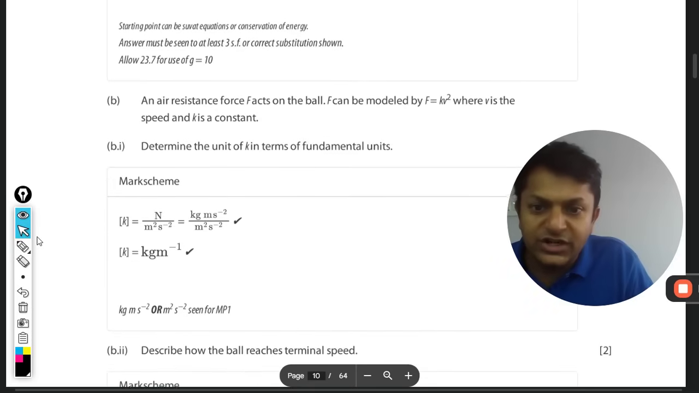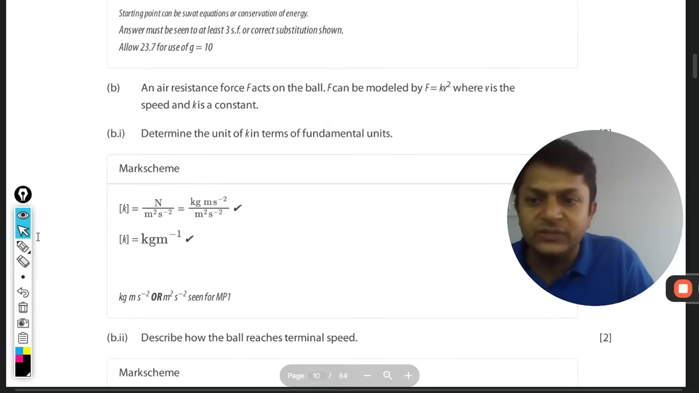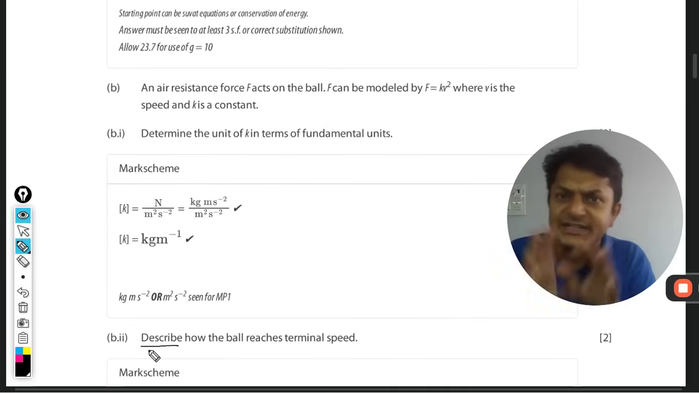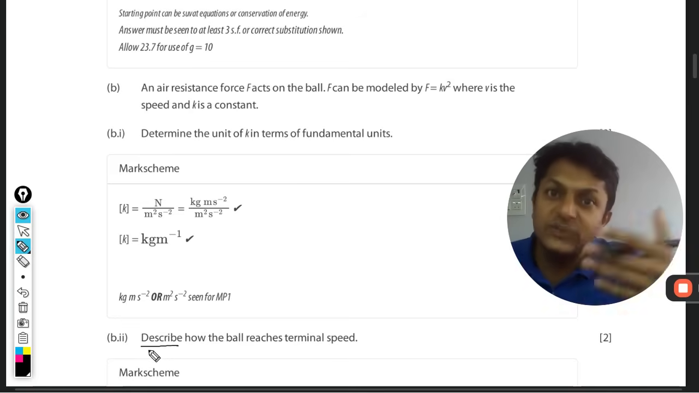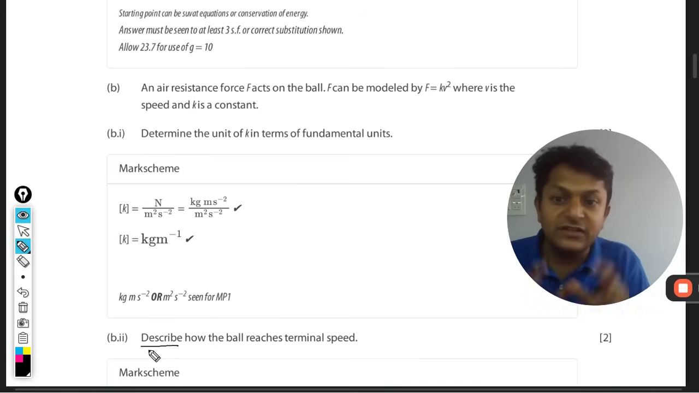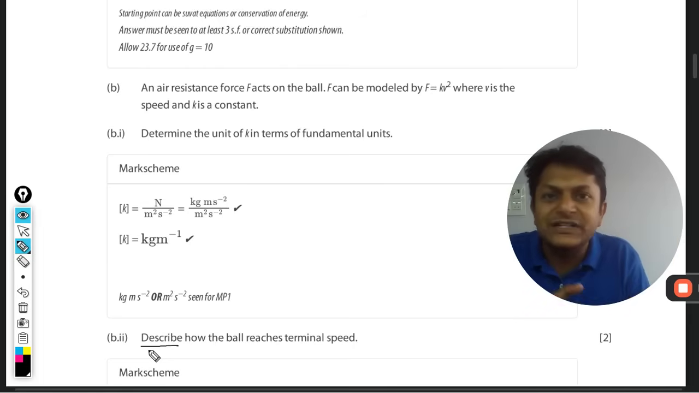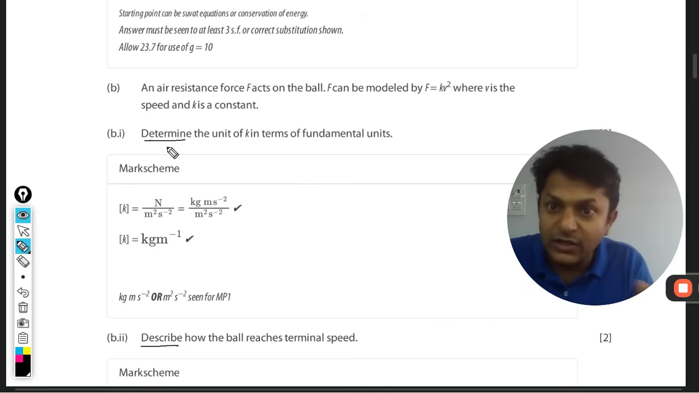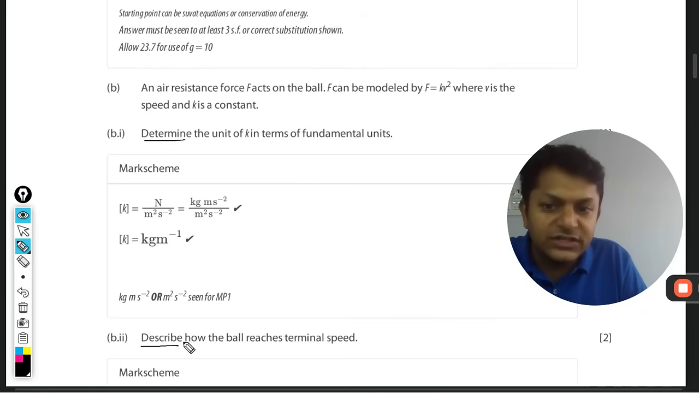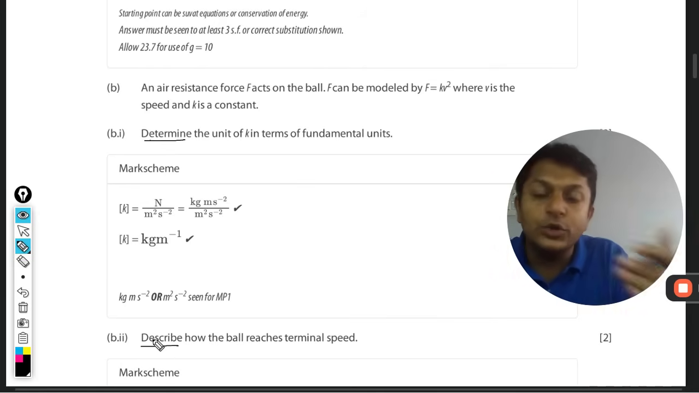Let's go to B2. Describe how the ball reaches the terminal speed. Now, the question says describe. So these are some keywords that you must remember when you're doing these paper 2 questions. If it is written describe, you just have to write the statement, no numeric values, only description. Determine means you have to go for the mathematics. Okay, like that. So, describe how the ball reaches the terminal speed.